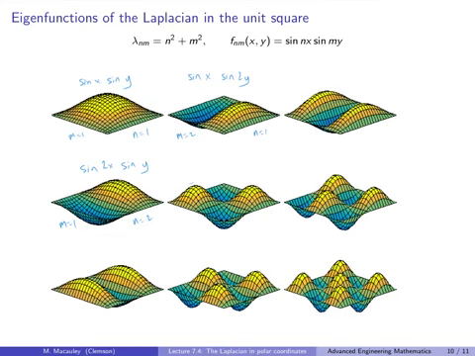So think of these as like the fundamental vibrating modes. This is the two-dimensional analog of sines and cosines, or of a Fourier series in Cartesian coordinates.